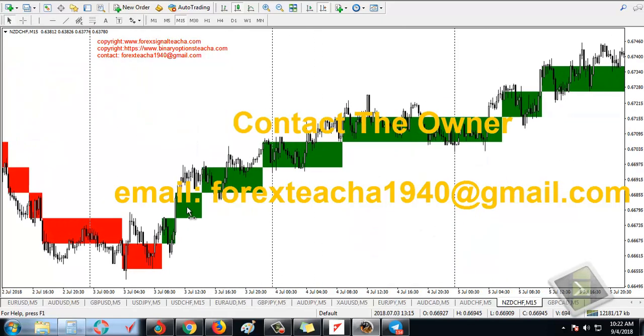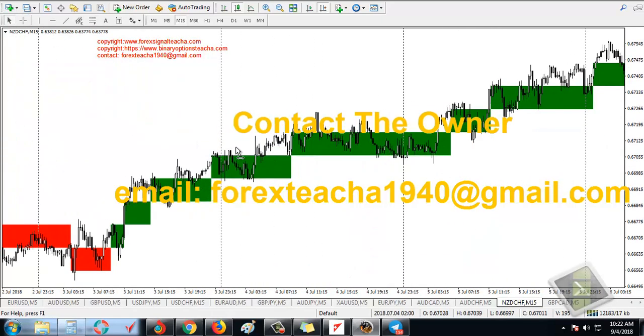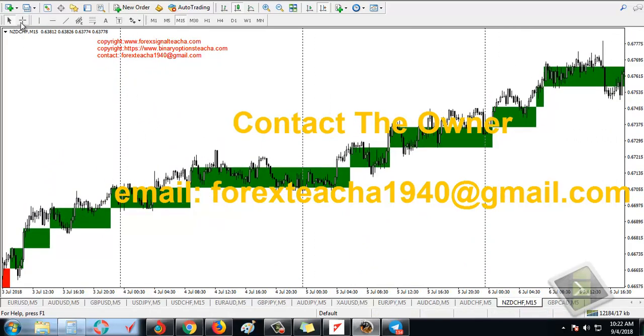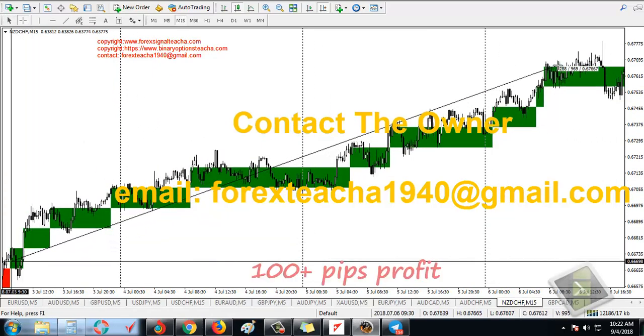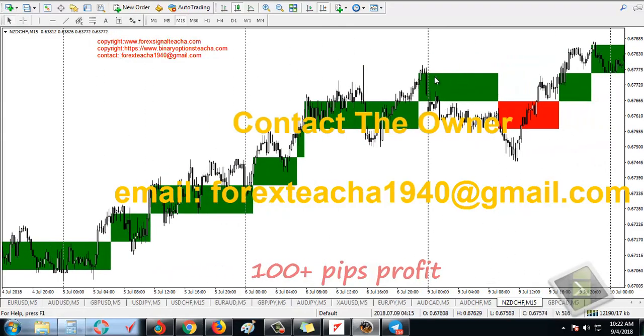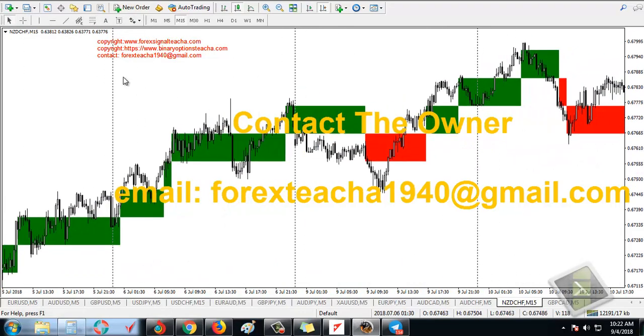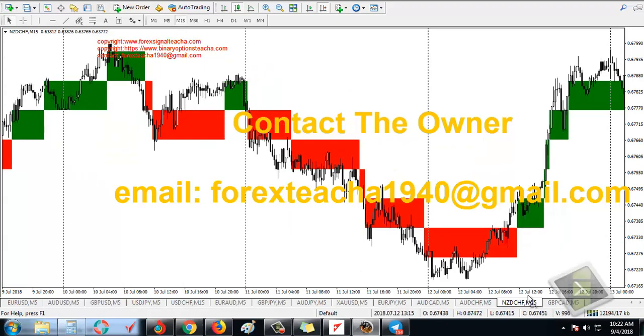This is 50 pips. This is a big winning trade, I think. How many pips is this? This is about 100 pips. And it kept on going. Then it closed here. So these are all big trades.